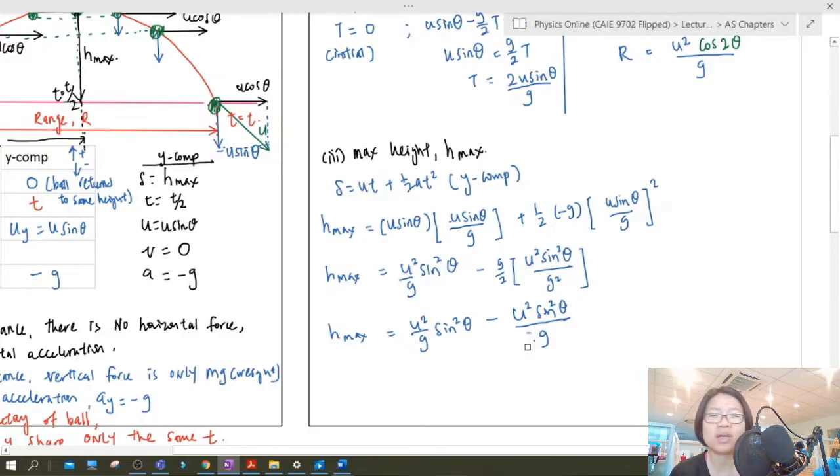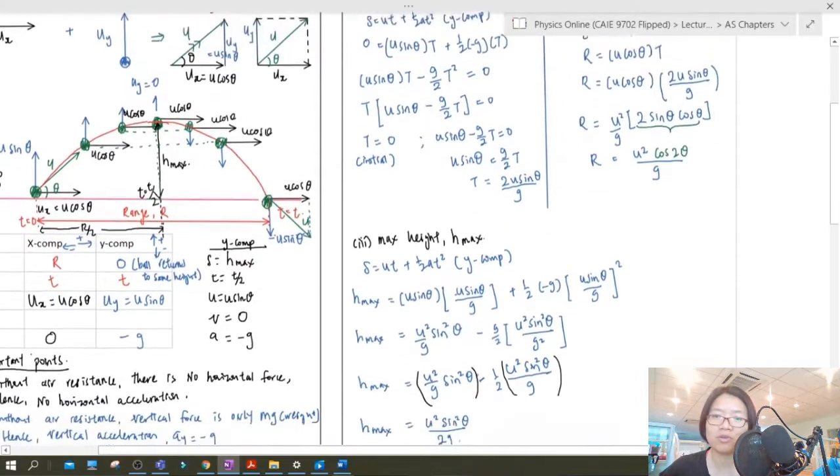So I get this thing where it's like 1 minus half, right? You can see u square sine square theta over g. These two are the common terms. So what I have left is u square sine square theta over 2g. Now you know why you don't memorize.